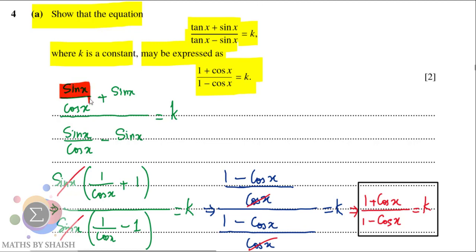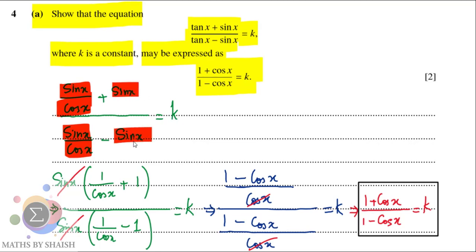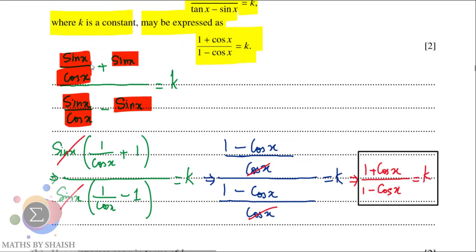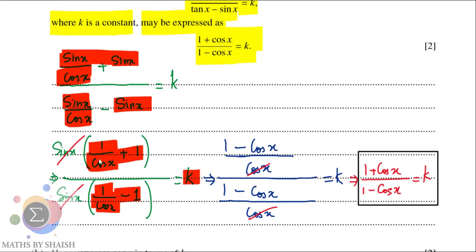as sin x upon cos x in the numerator as well as in the denominator. Now we can see plus sin x is there, minus sin x is there, equals k. We haven't touched it. Now from the numerator we can see sin is common, so after taking sin common we are left with 1 over cos x plus 1 in the numerator, and similarly in the denominator we are left with 1 over cos x minus 1 equals k. Sin x got cancelled.